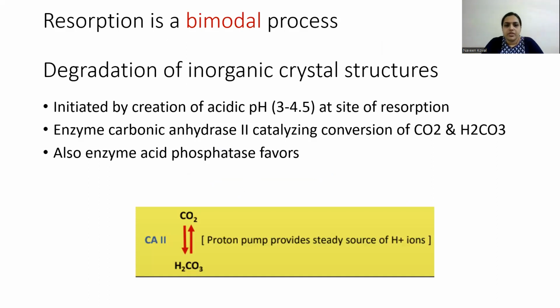There is a bimodal process which explains the resorption, which includes degradation of the inorganic crystal structure. This degradation takes place in an acidic pH, whenever it is less than 5, around 3 to 4.5. This resorption can occur, and it is initiated by an enzyme called carbonic anhydrase 2, that is CA2, which converts CO2 and H2O to H2CO3. All this takes place in the intracellular area. The enzyme acid phosphatase also favors the resorptive process. This is the first method of resorption in the bimodal process.